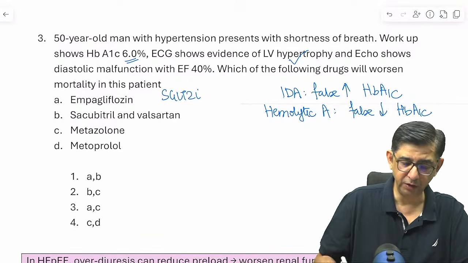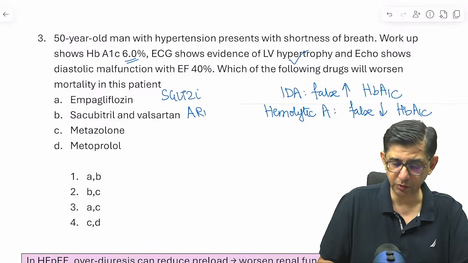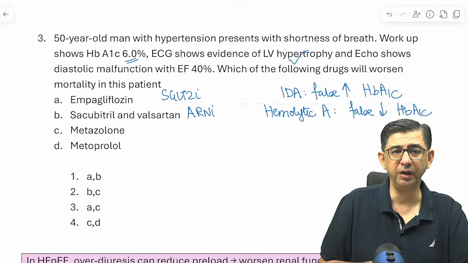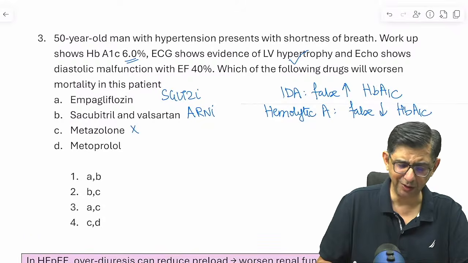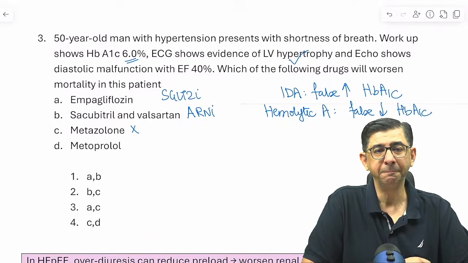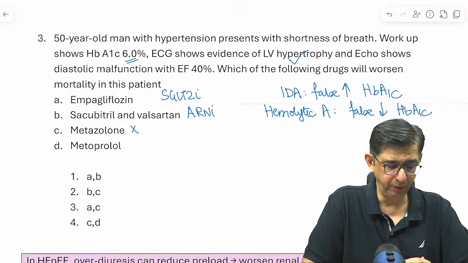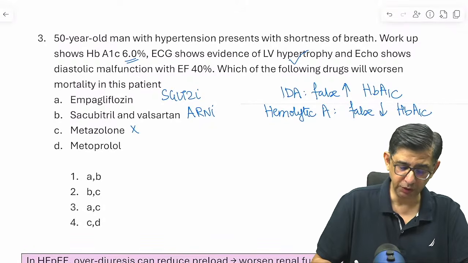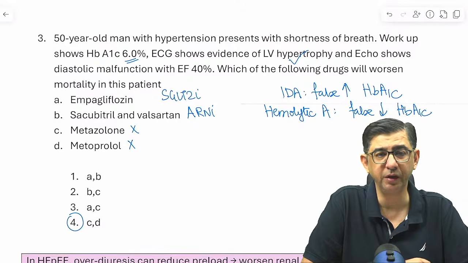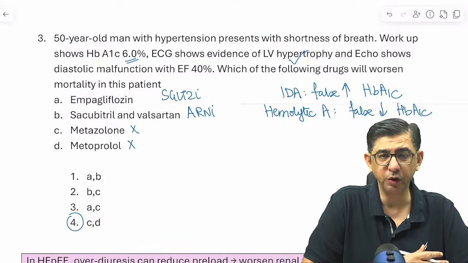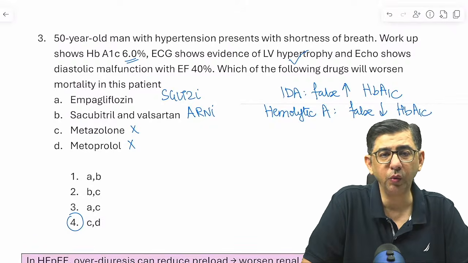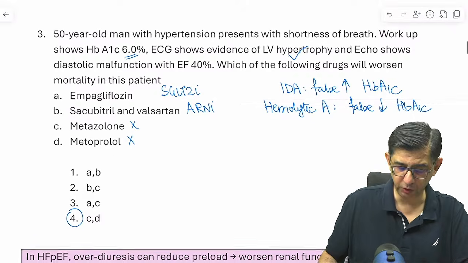And then the second drug that would be beneficial for this patient is ARNI also. So these drugs would obviously be beneficial. But considering the ejection fraction is 40%, if I'm using metolazone in the patient, it's not going to be beneficial. And then metoprolol, well, with a low ejection fraction, I'll be a little wary to use it. So C and D are the ones which would not be really beneficial in this particular case. So A and B are the correct ones, and what is not going to be useful is C and D. So the correct answer to question number 3 is option number 4.